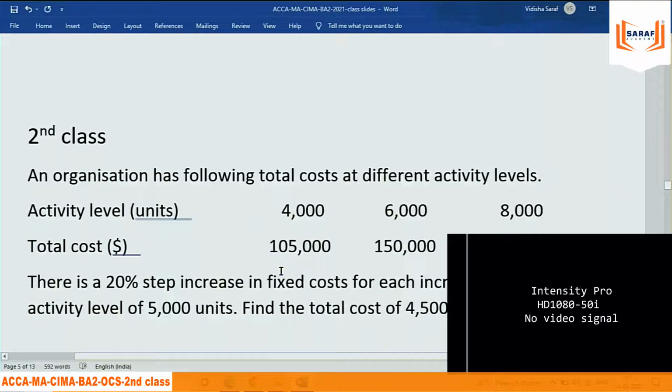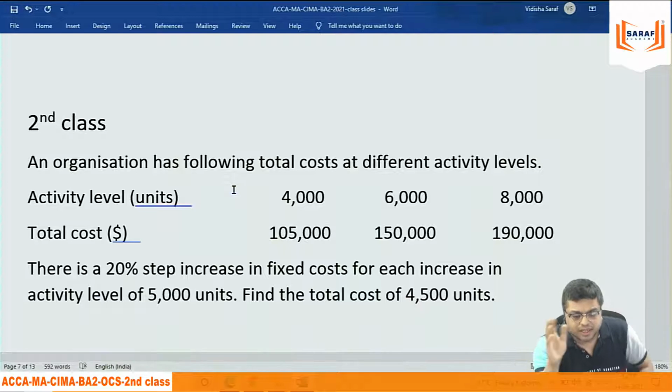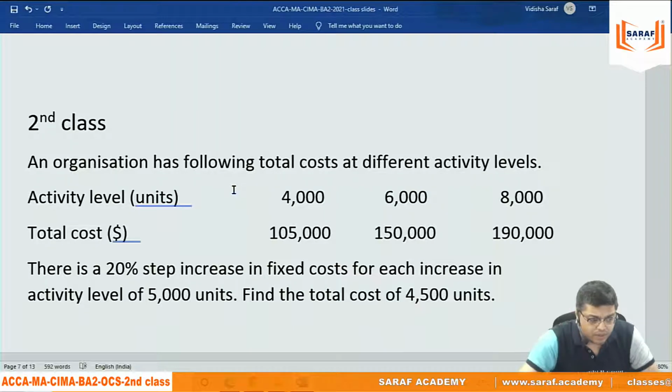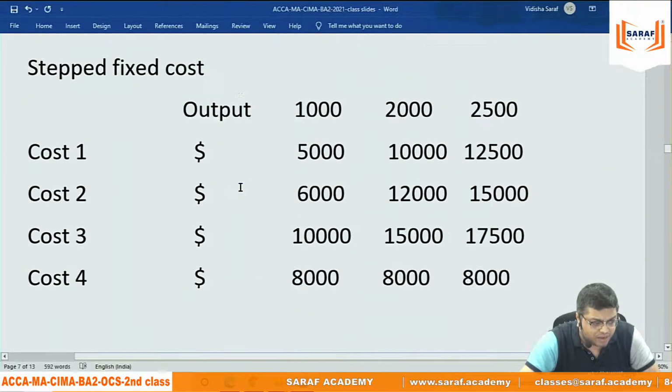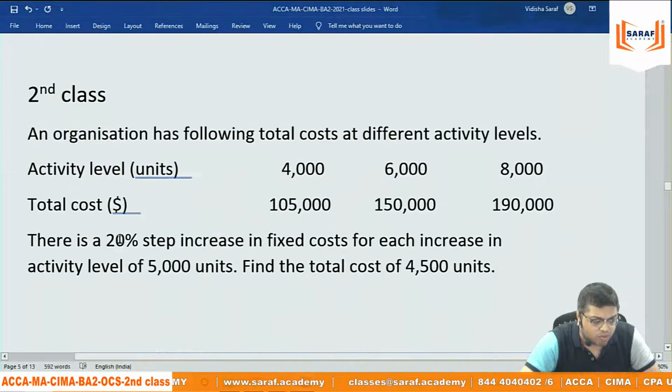Now whatever we did in the last class, I will be doing a revision with this question. We will be doing this question for the coming 30 minutes, indirectly revising the last class stuff, and then we will be proceeding further. An organization has the following total cost at different activity levels: 4,000 units, 6,000 units, 8,000 units. In the previous class, I gave 4 types of cost at different activity levels. Here only 1 type of cost is given.